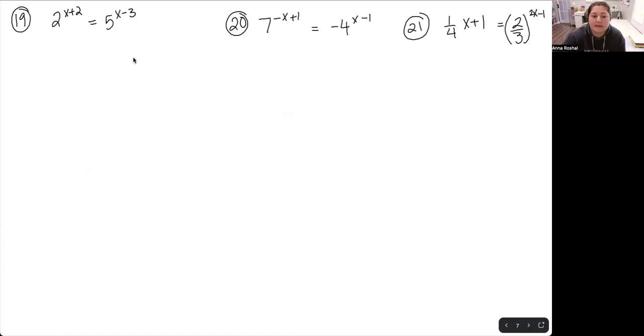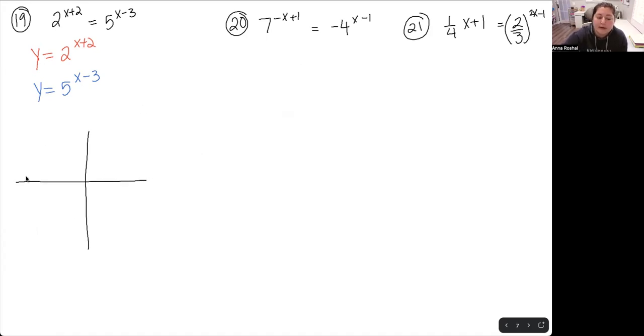So I've got the same situation here. I'm going to go y equals 2 to the x plus 2. I'm going to have y equals 5 to the x minus 3 power. And then we're going to graph them. In this case, I don't have a graphing calculator like up here, but we're going to have a graph that kind of looks like this, and a graph that kind of looks like this.